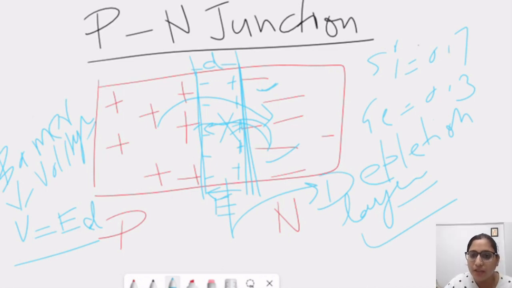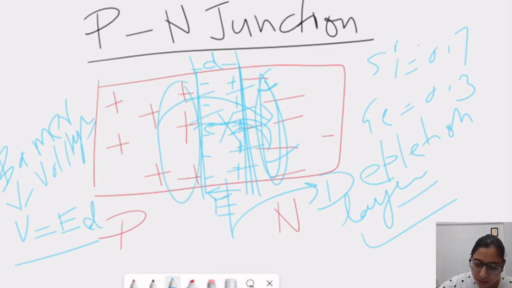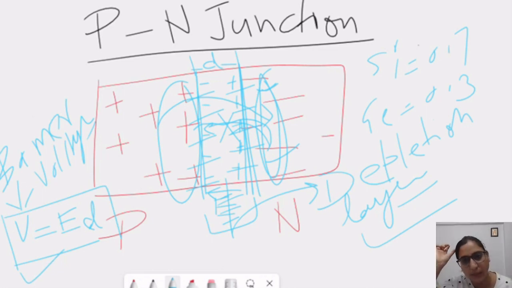Now, if the depletion occurs, then due to the loss of electrons on the n side, a positive polarity of charge will be on this side, and if there is a loss of holes, a negative charge polarity is on this side. So due to this positive and negative charge, an electric field will be created from positive to negative, and this electric field is nothing but creating a voltage barrier here. So this barrier voltage is nothing but E into D, where D is the distance between the plates. Okay, now this is the basic structure of the p-n junction.